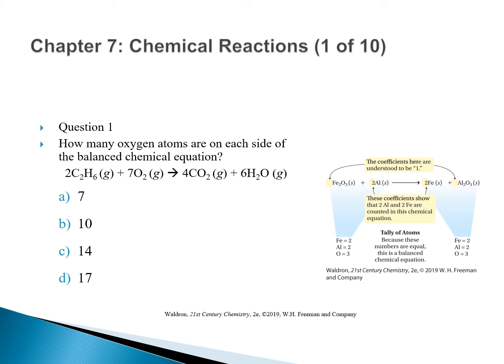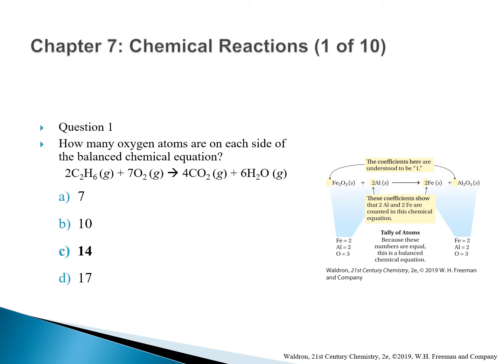Question 1. How many oxygen atoms are on each side of the balanced chemical equation? The equation is given below, with choice A, 7, B, 10, C, 14, D, 17. Please pause your video here.